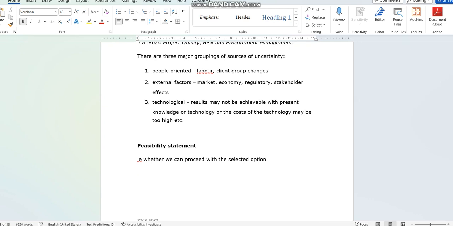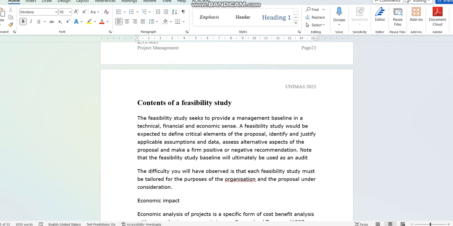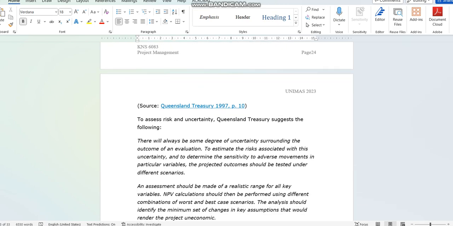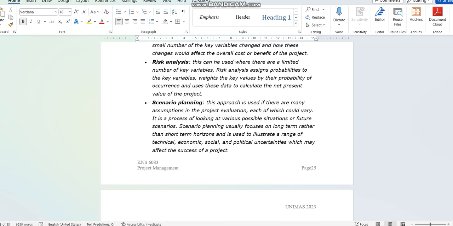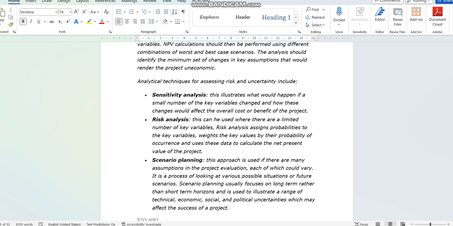So from the data collection, to the analysis of the data, to the risk assessments, then we will produce a table of feasibility statements to say that these components, this option will be the best option for the project. So you see, economic impact is studied in a different way, you see. And then social impact, we also have sensitivity analysis and risk analysis and scenario planning. These are all techniques for assessing the risk and all that.